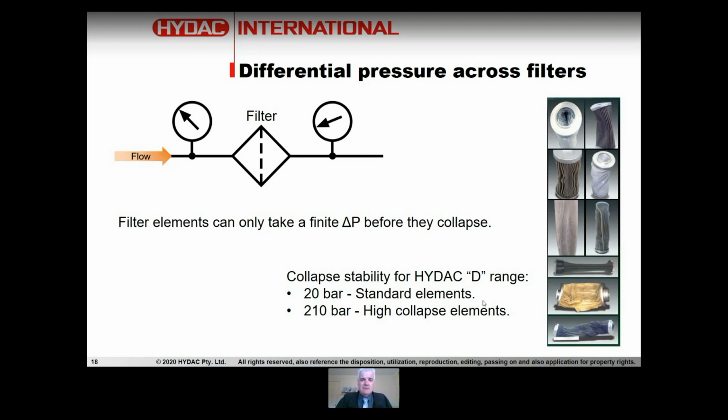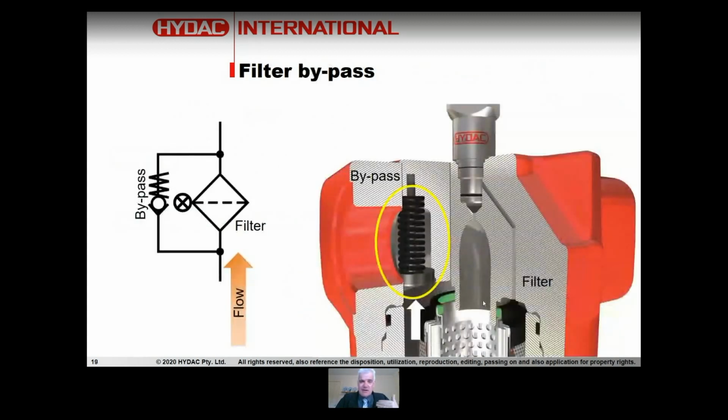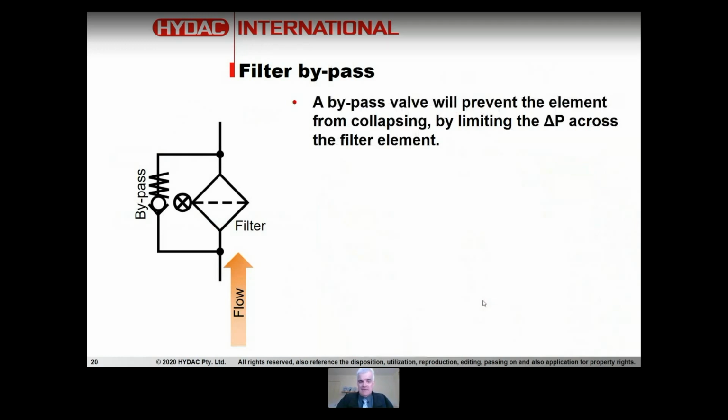So we don't want the element to collapse. It is bad. As a consequence of that, often we fit what's called a filter bypass. The filter bypass is going to allow the fluid to bypass through the housing around the filter without having to go through the filter. This is primarily going to be used in times of high viscosity, cold starts, or if someone forgets to change that filter element. So a bypass will prevent the element from collapsing by limiting the delta P across the filter element. Typically in a standard pressure filtration product from HYTALK, that's going to be 6 bar. That's your typical one, although other bypass pressures are available upon request.